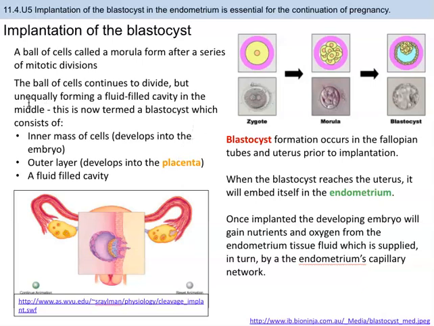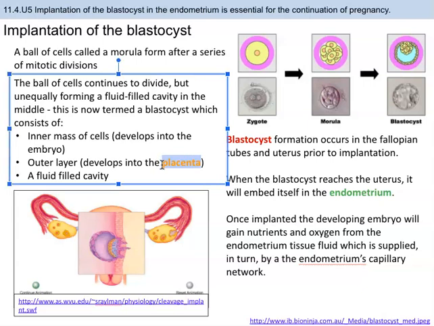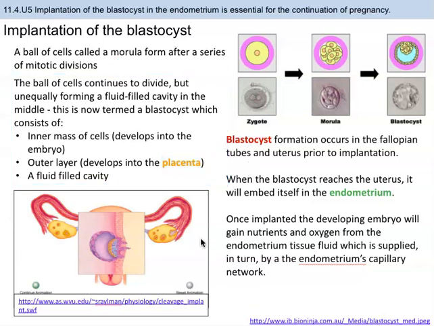So the blastocyst is a ball of cells that does continue to divide and develop and specialize into a new organism, right? But before that even happens, it's going to first start to develop into the placenta. That's the outer layer of this blastocyst. Okay, the placenta is really important for nutrient exchange between the mother and the baby. By the way, this is all happening right here in the fallopian tube.